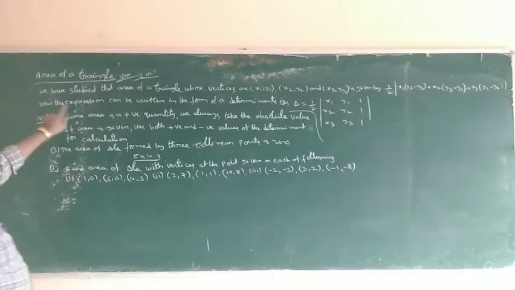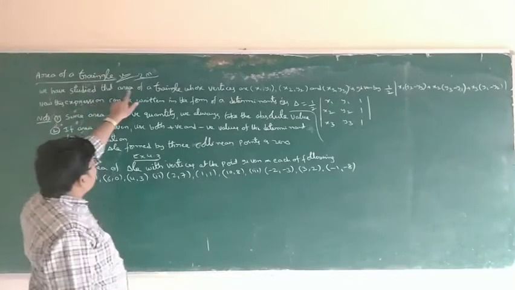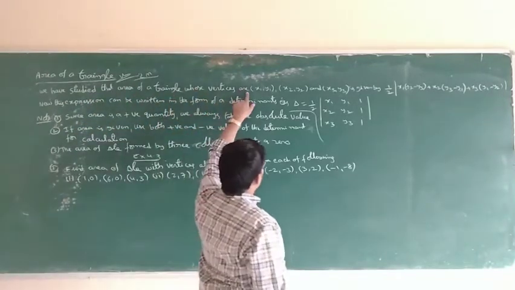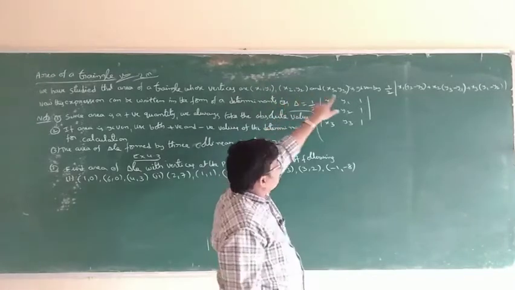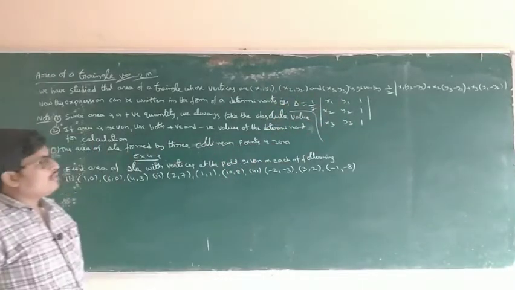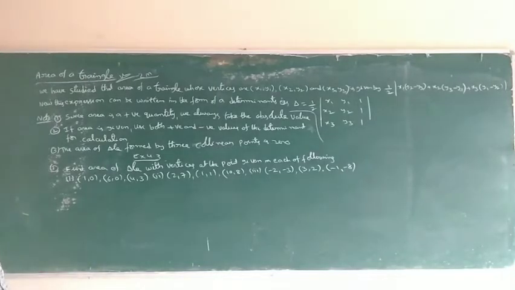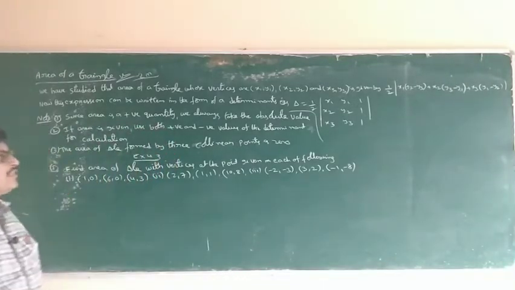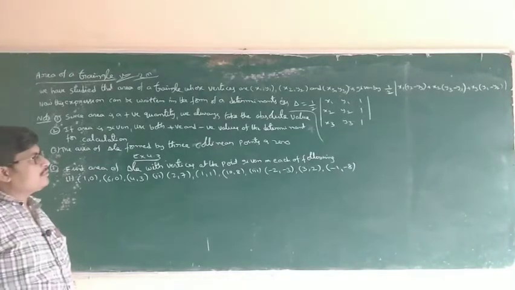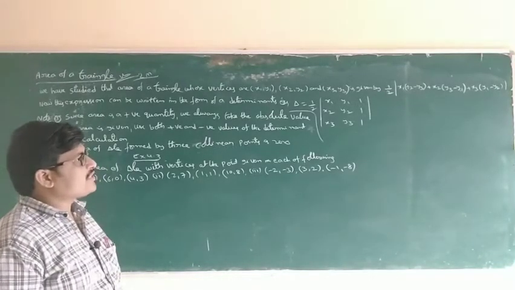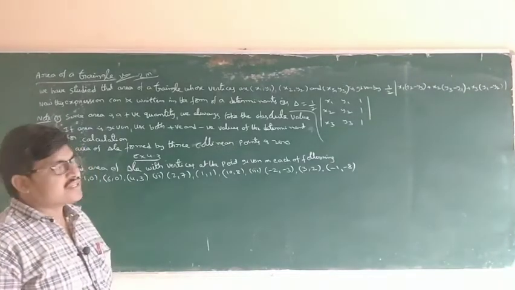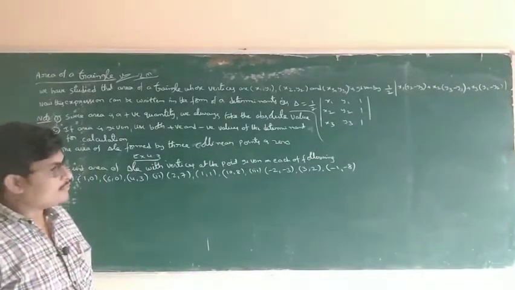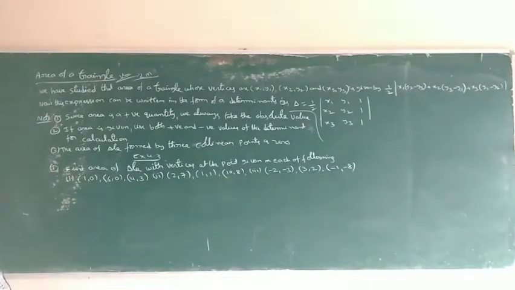We have studied that the area of a triangle whose vertices are (x1, y1), (x2, y2) and (x3, y3) is given by 1 by 2. What is the formula in previous classes? In analytical geometry, two-dimensional geometry, the formula for the area of the triangle formed by the 3 vertices is 1 by 2 into mod of x1 into (y2 minus y3) plus x2 into (y3 minus y1) plus x3 into (y1 minus y2). Now, this expression can be written in the form of determinants.